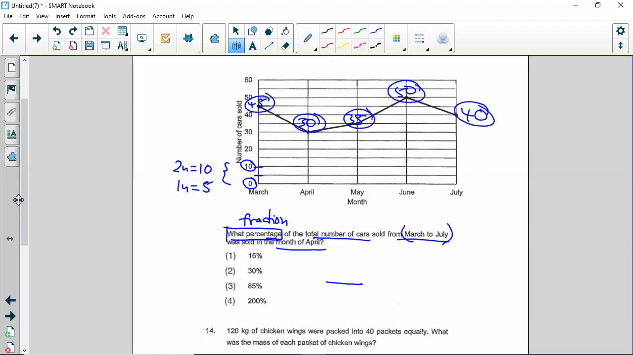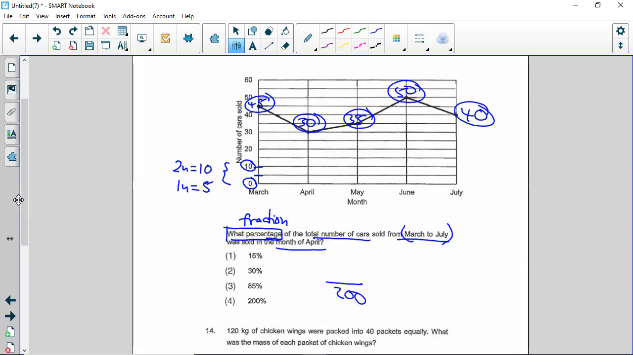Okay, I'm going to use my calculator again. Make sure when you do your work, you don't use a calculator so that I can go faster. So 45 plus 30 plus 35 plus 50 plus 40. The total cars is 200.